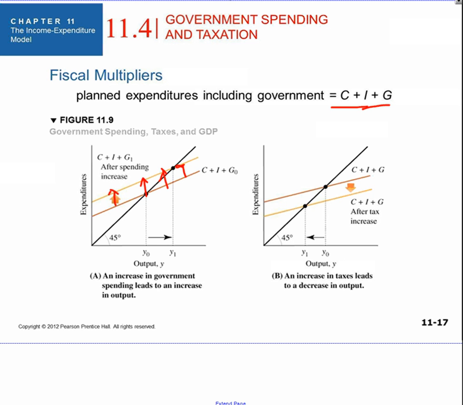Now, let's take a look at taxes. If you increase taxes, that's going to shift the consumption down, which is a shift down in planned expenditures. And if you decrease taxes, that would be opposite, a shift up in the planned expenditures.